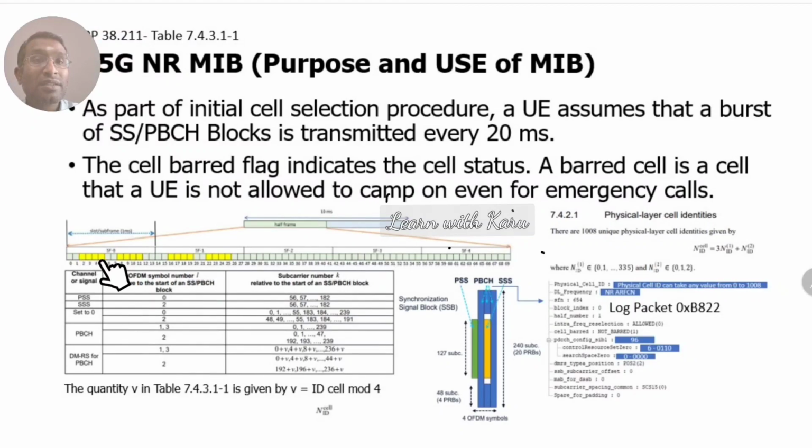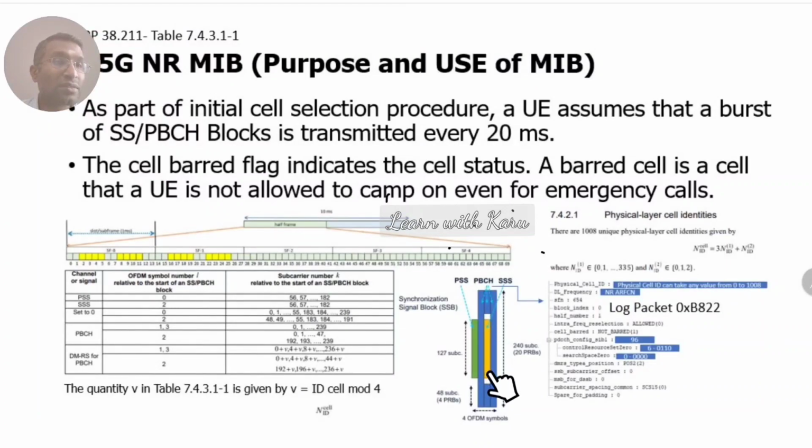Here the yellow highlighted ones are the SS block locations for a 15 kilohertz subcarrier spacing. It can be present in symbols 2, 3, 4, and 5. That's 4 symbols. And what will be there in those 4 OFDM symbols is captured here. The green portion with 127 subcarriers is the primary synchronization signal, which can take a value of either 0, 1 or 2.